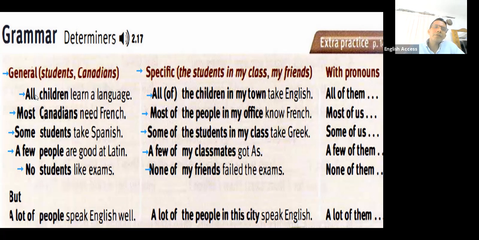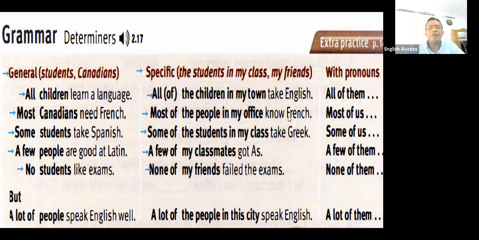Yeah, so you see the difference here. This is general, when you don't have the of: all children learn a language. When you have to be specific: all of the children in my town take English. This is general: all children learn a language. All of the children in my town take English classes. Let's say most Canadians need French.